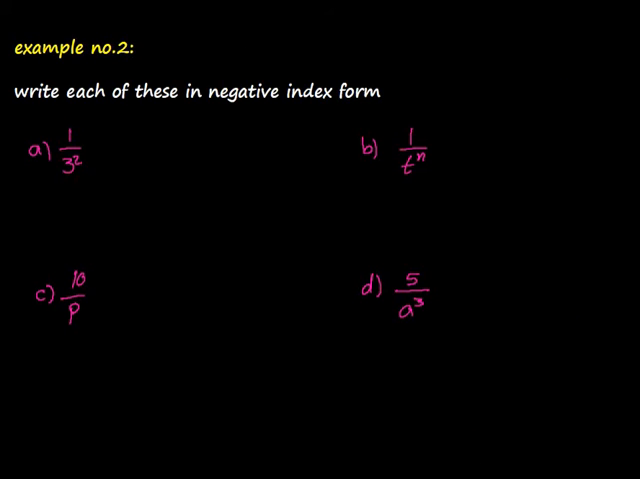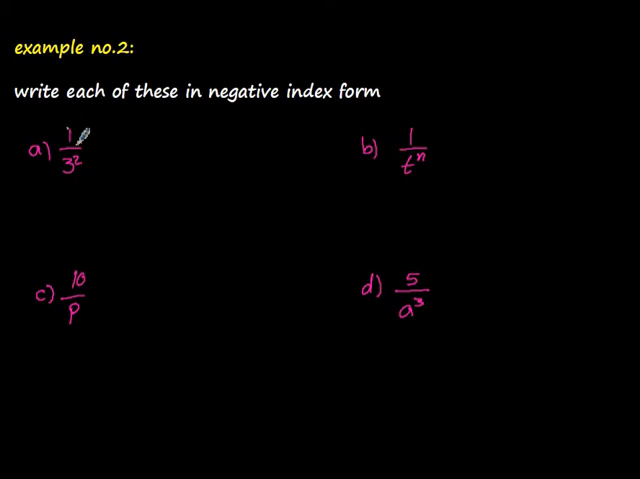Now, guys, let's move to example number 2. Here we are required to write these expressions in negative index form. So we need to perform the opposite process. Now we are given the expression in fraction form, and we need to convert it back into negative index form. So let's start with a.